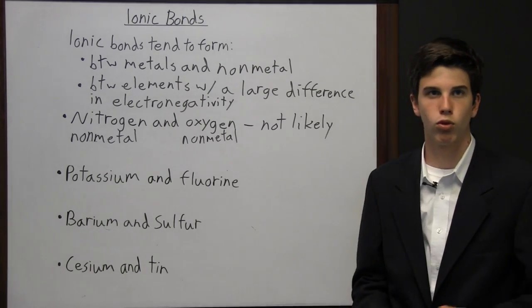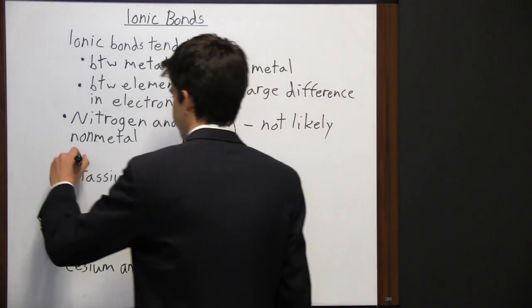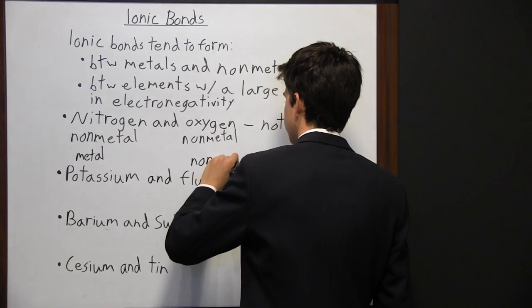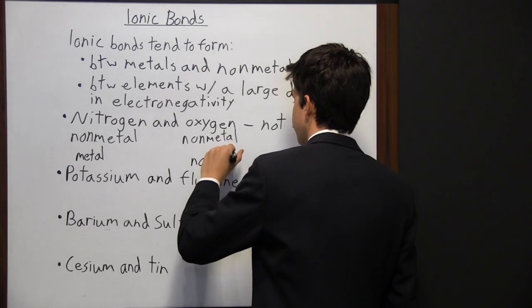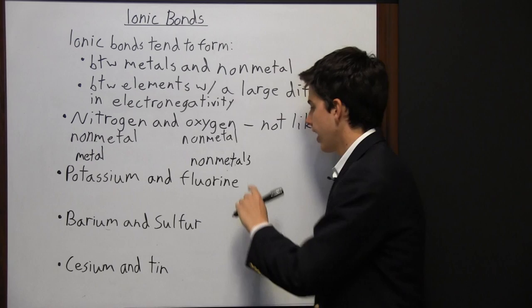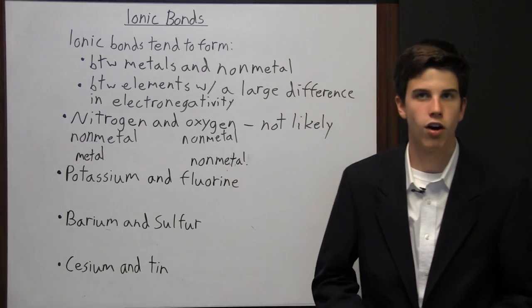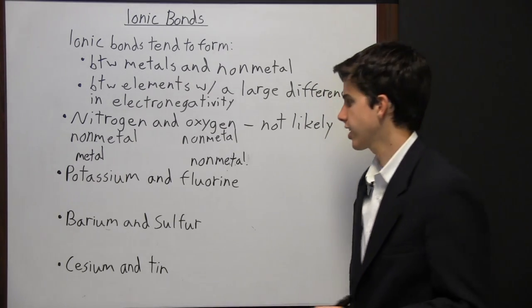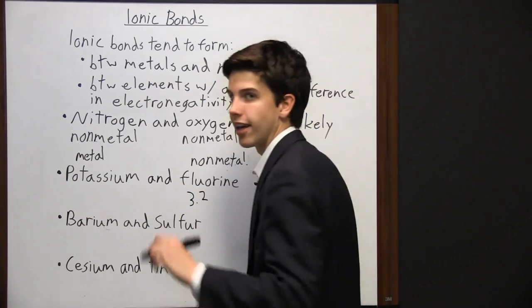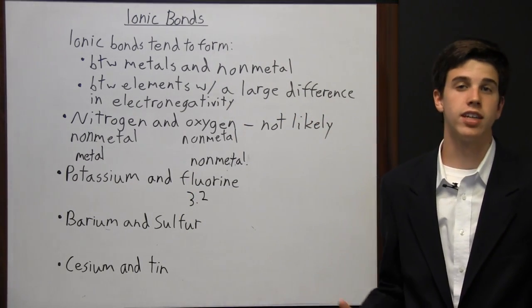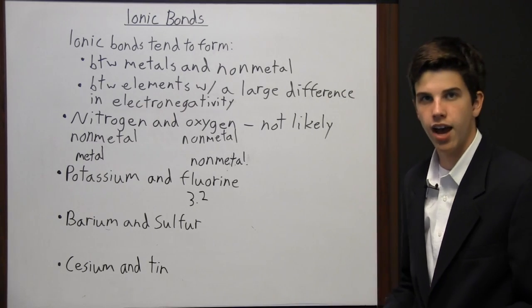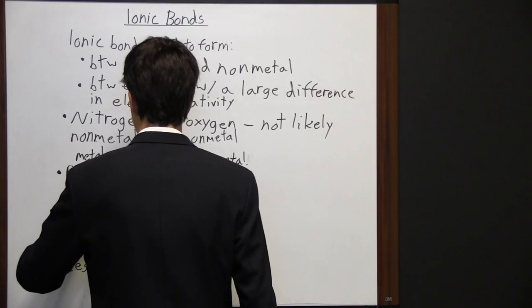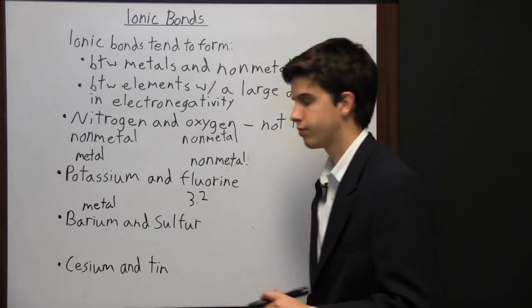Then we have potassium and fluorine, and potassium is an alkali metal, and fluorine is a nonmetal. So we've met the first criteria. We have a reaction here between a metal and a nonmetal. So we're doing good so far. And then there's a high electronegativity difference here, and it's actually 3.2, which is pretty high. So they're likely to form ionic bonds, specifically potassium fluoride. Now here we have barium and sulfur, and barium is a metal, and then sulfur is a nonmetal.